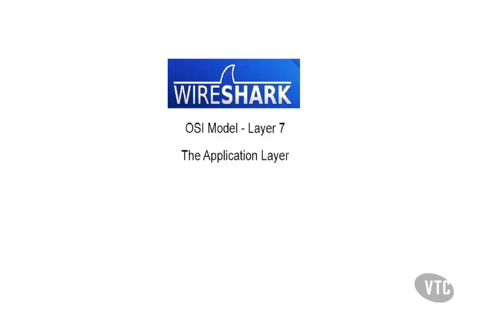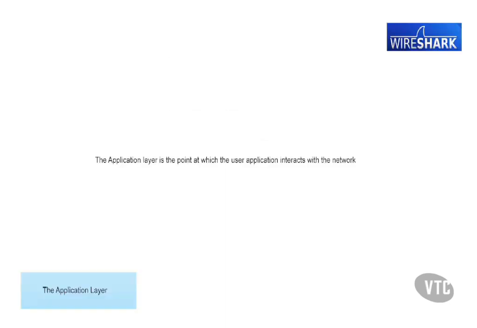In the previous videos, we began with the OSI model, finishing with layer 6, the presentation layer. The final layer of the OSI model is layer 7, the application layer. The application layer is the point at which the user application interacts with the network. Don't confuse the networking model with the application itself.